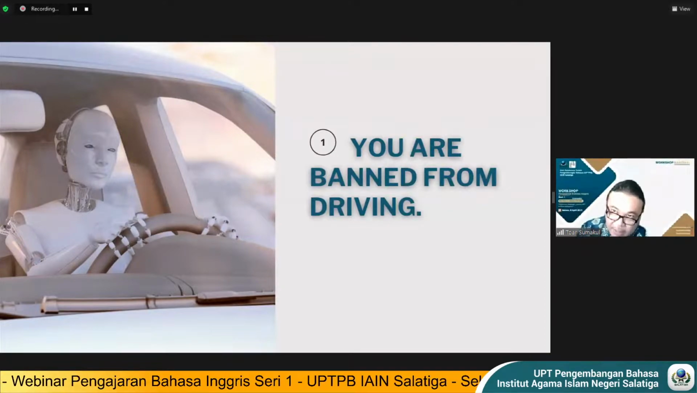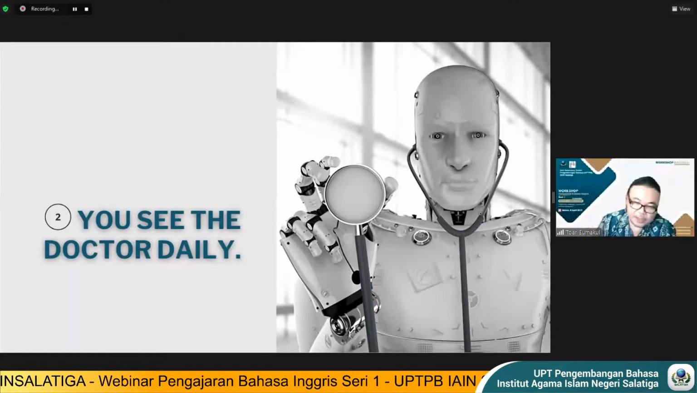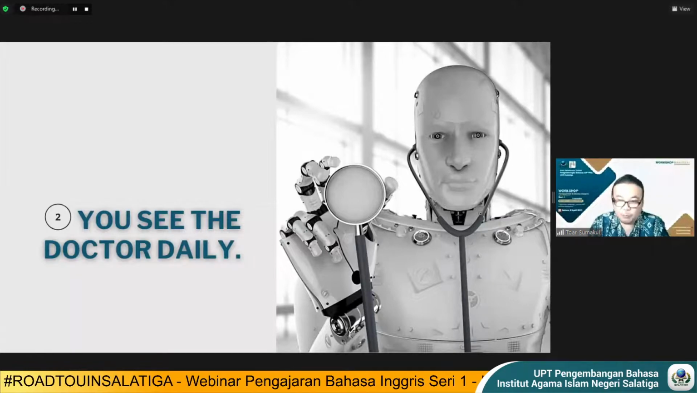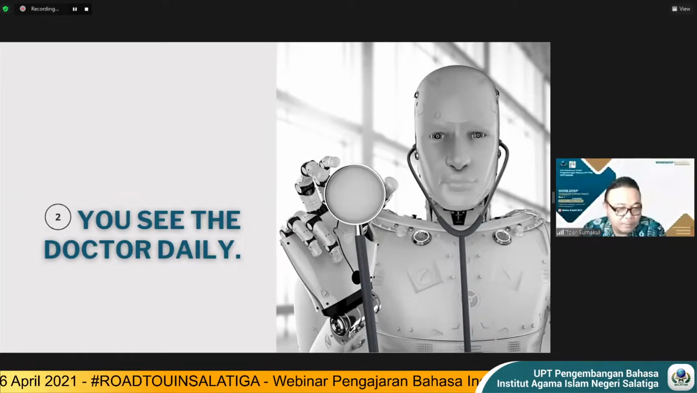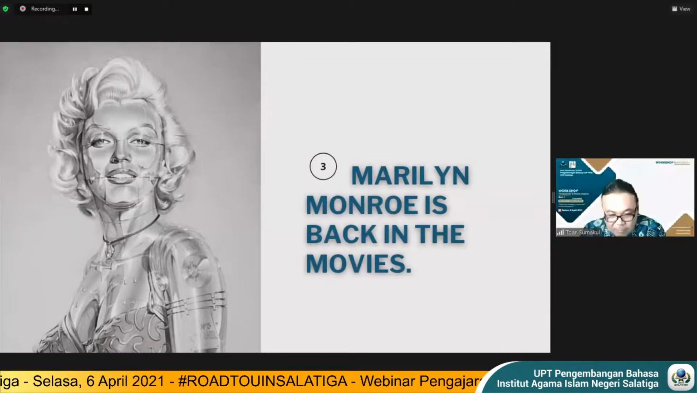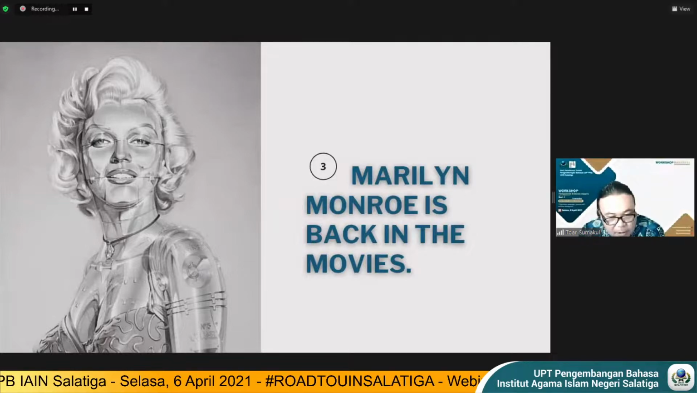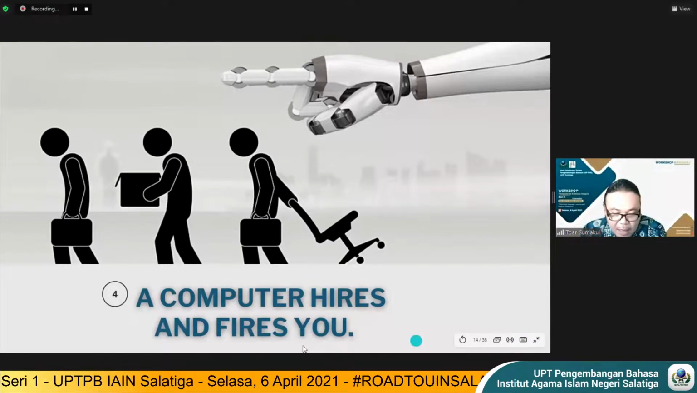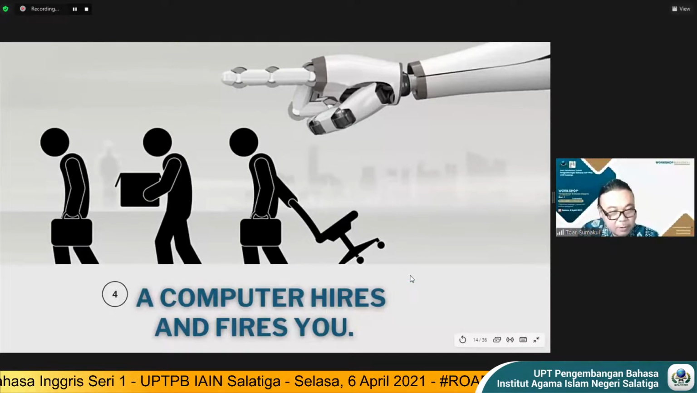And now we can see they are developing driverless cars, only with sensors. It's already happening now. Second, you see the doctor daily. In the future, we can consult our doctor daily using our gadget. Now we can already see our heart rate and blood pressure using a smartwatch, even our smartphone. Number 3, Marilyn Monroe is back in the movies. They can reanimate Marilyn Monroe or other past actors or actresses. Next, a computer hires or fires you, so our boss will be a computer, not a human.